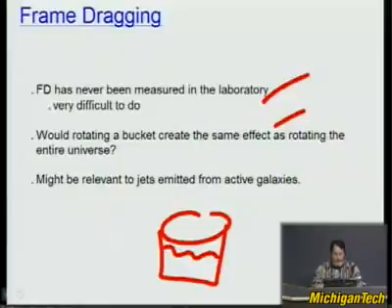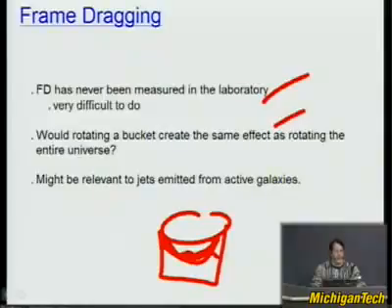Now if you spin the bucket, then what will happen is you will see that the water will climb the sides of the bucket. So you'll know the bucket's being spun. But what about relativity? Let's say you spun the entire universe. Wouldn't that be the same? Well, people think that it actually would be the same.